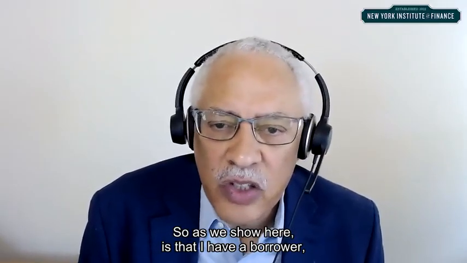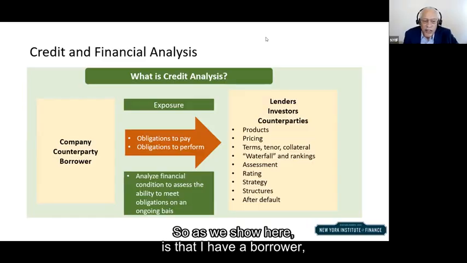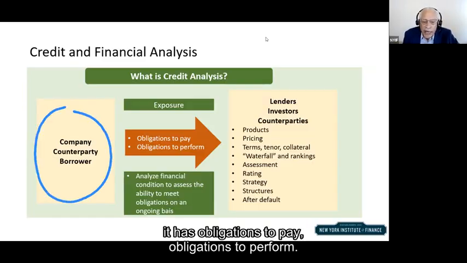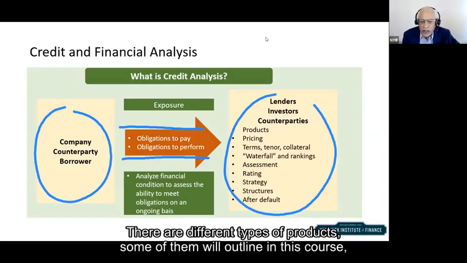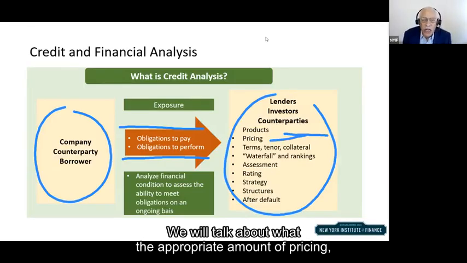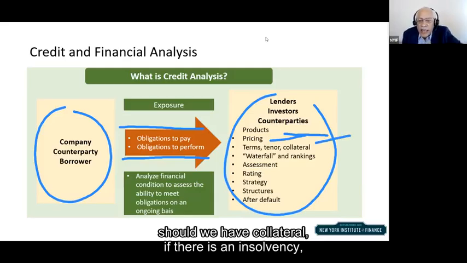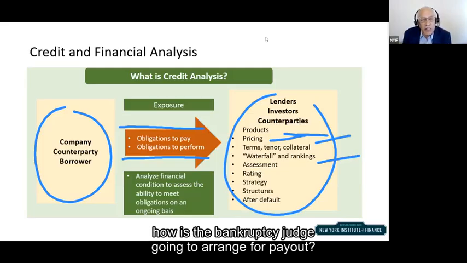So as we show here, I have a borrower. It has obligations to pay, obligations to perform. I have lenders, and those lenders and investors and counterparties have different types of products. Some of them we'll outline in this course. I just talked about pricing. We will talk about what's the appropriate amount of pricing. Should we have collateral? If there is an insolvency, how is the bankruptcy judge going to arrange for payout?